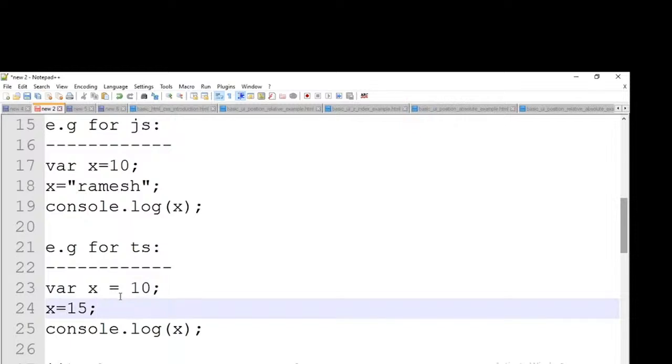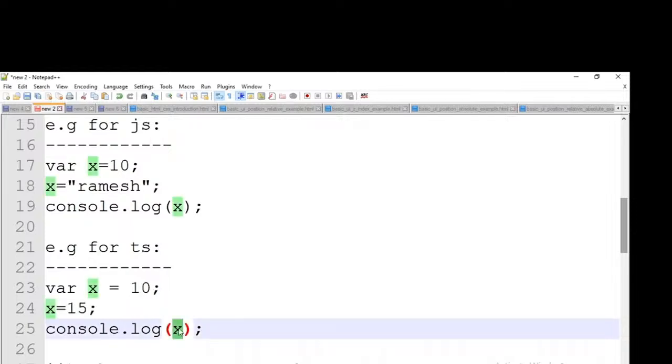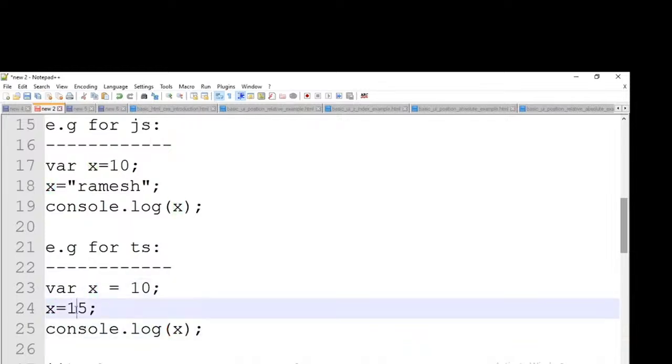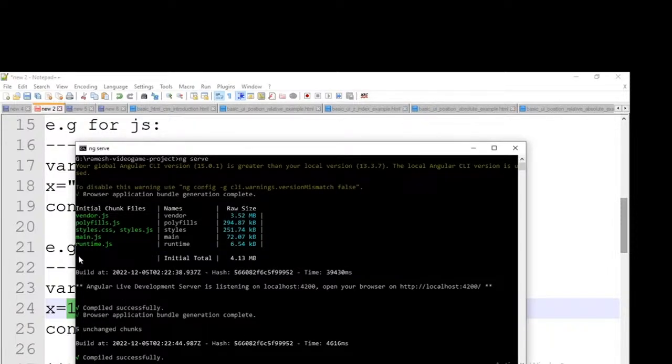So x 10 and x 15. What is the latest value? Number 15. So x value will be number 15 only. Here data is number. Here also data is number. So data type is matching. It will focus on the latest value only. Clear everyone? Kindly respond.